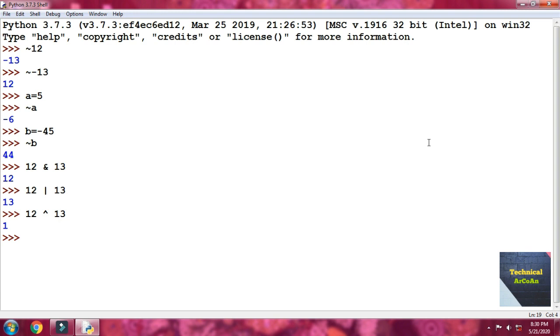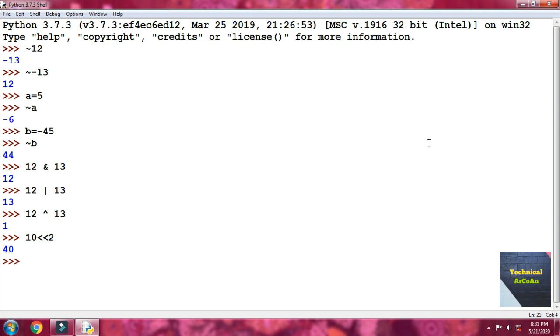Now we go for the shift left operator. Suppose we write 10 shift left 2, we get 40. Actually what happens, the shift left operator shifts bits from right to left, and the result comes that way. We write 10 into 2 to the power 2, meaning the 2 bits will be shifted, so 10 into 2 to the power 2 means 10 into 4, which means 40.